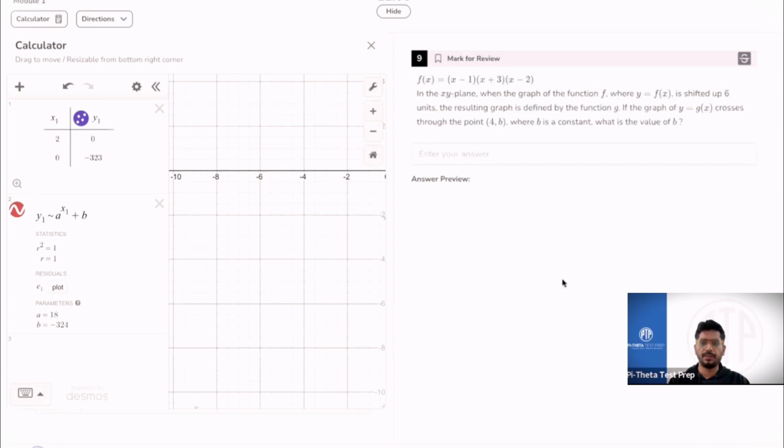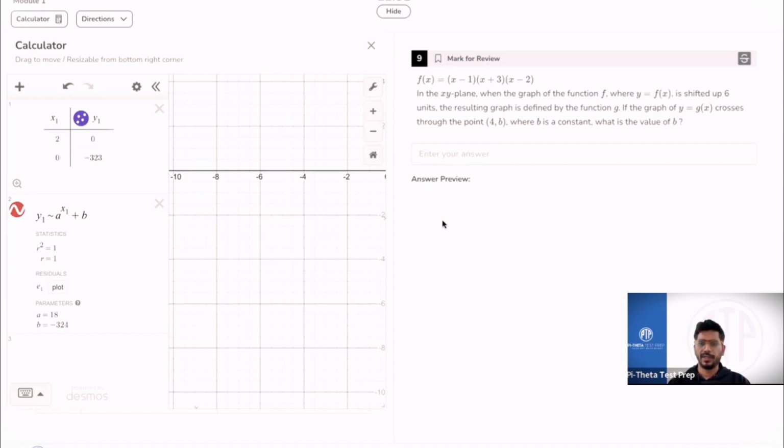Going to the next question, simply here they are telling you f of x equal to x minus 1, x plus 3, x minus 2. This is your translation. But still we can take the help of Desmos and calculator, and still we are able to figure out how to solve this. We just need to know if they are telling you shifting up by 6 units, how to write it on the Desmos. Correct? I'll start it, right? We'll simply understand what their question is telling about.